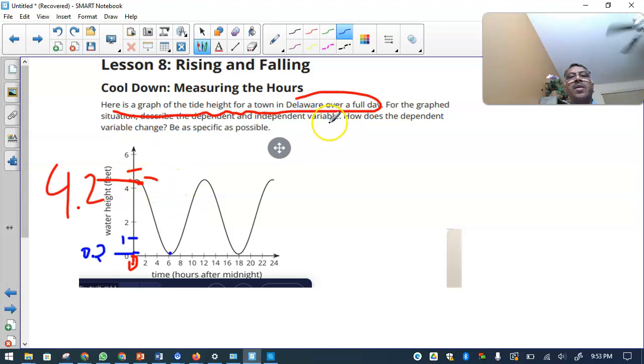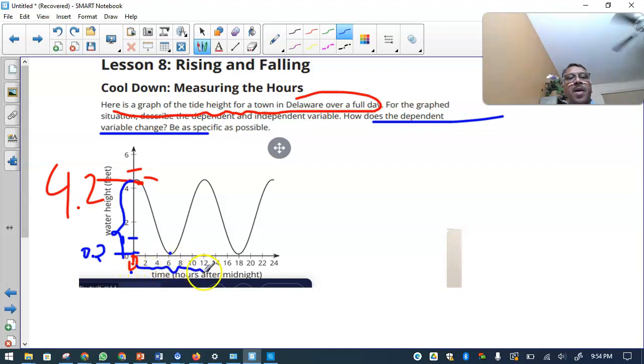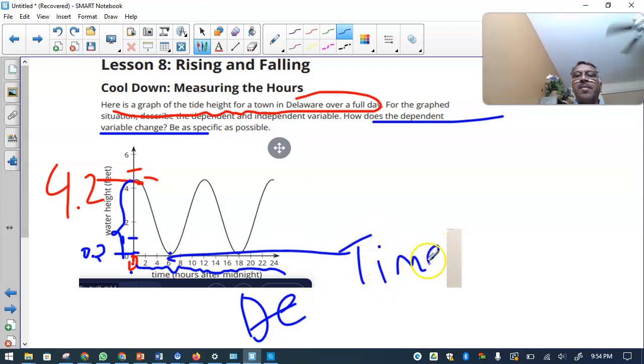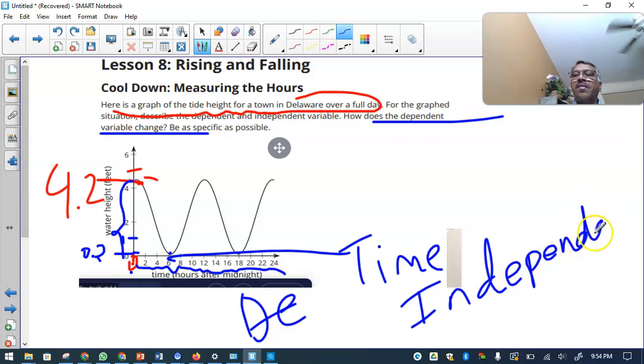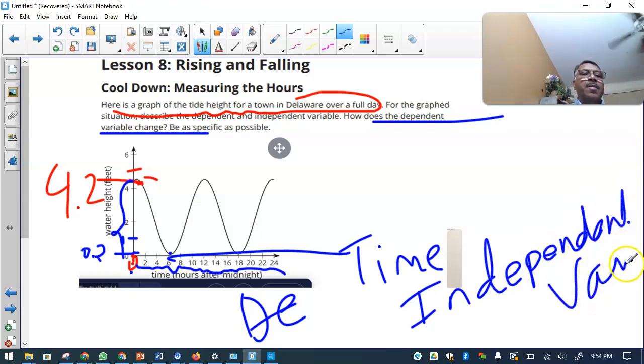So you can see what the question is. How does the dependent variable change? The dependent variable is the height of the tide. That means it depends on how many hours have passed from midnight. This time that passes from midnight is the independent variable. The height of the tide goes up, down, up, and you can see the period repeats.